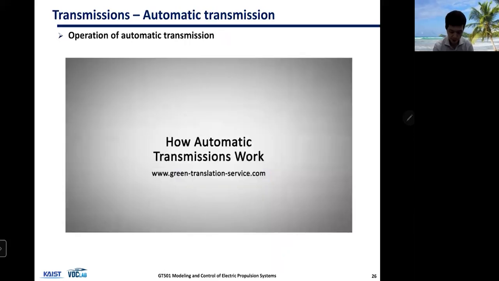Okay. And again, if you please watch this video, it will explain what I just explained in more detail. So it should help you understand how automatic transmission works. Okay.